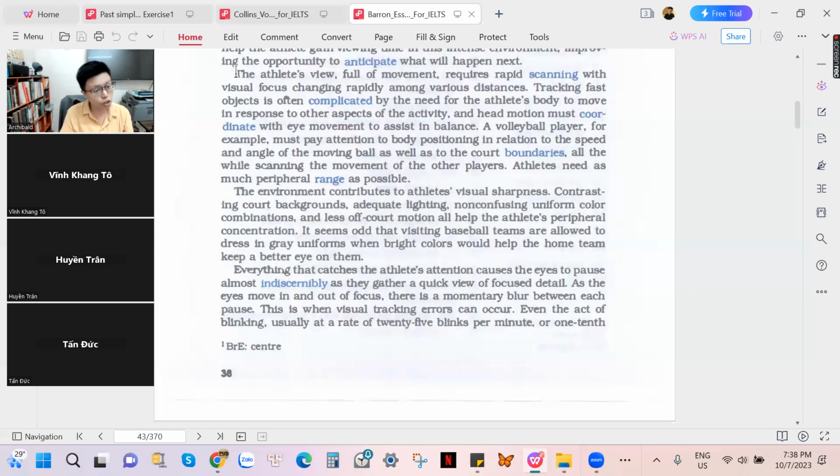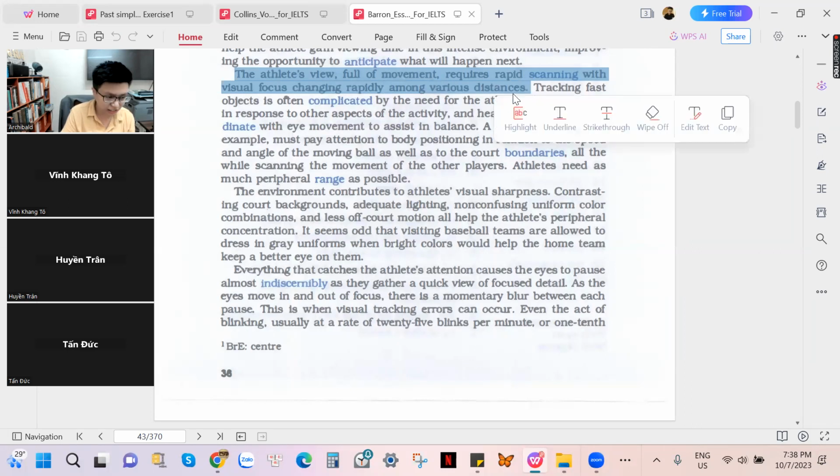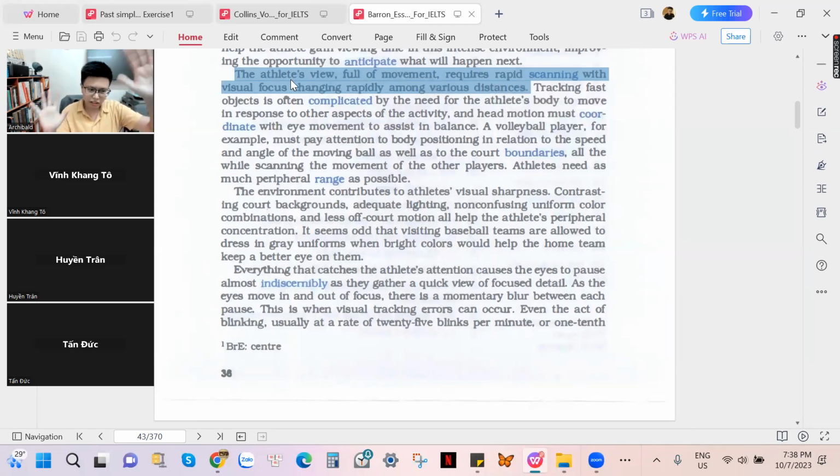So let's get started with the very first sentence. Today, the atlas view full of movement requires rapid scanning with visual focus changing rapidly among various distances. Now here, this is the whole sentence. When looking at the sentence, what is the subject? What is the action verb? What is the object? When you see two commas, very easy, okay? This is an additional piece of information. No worries about that.